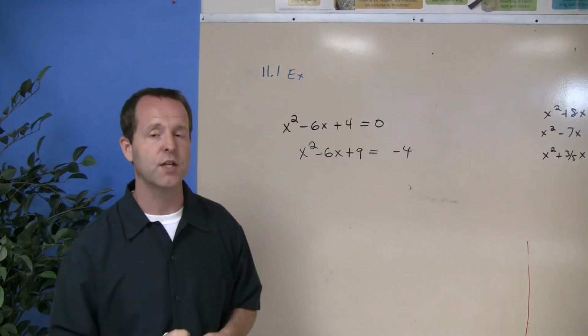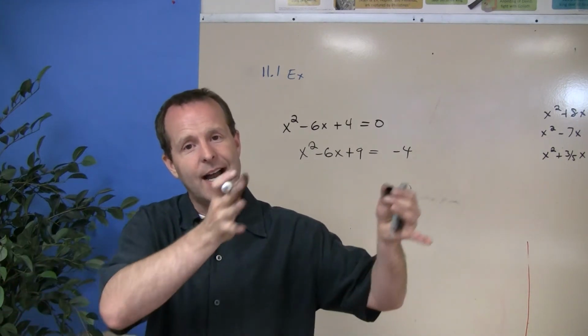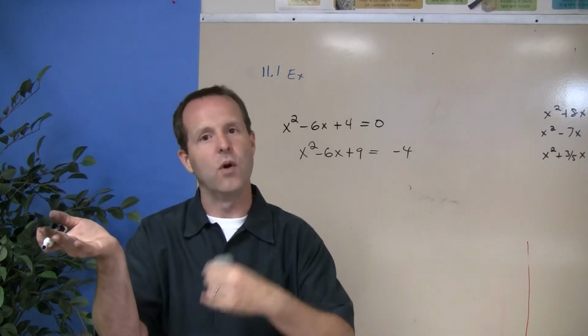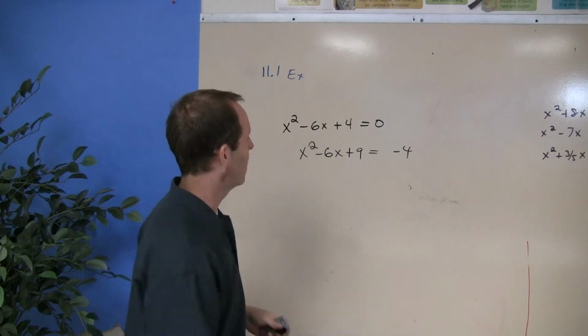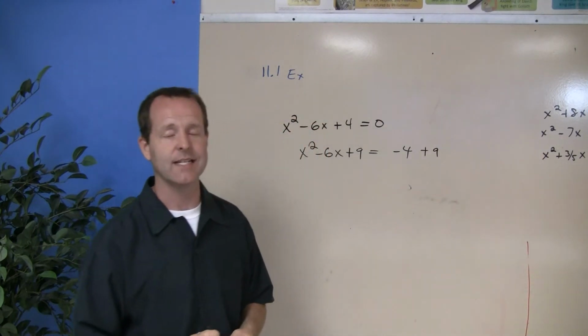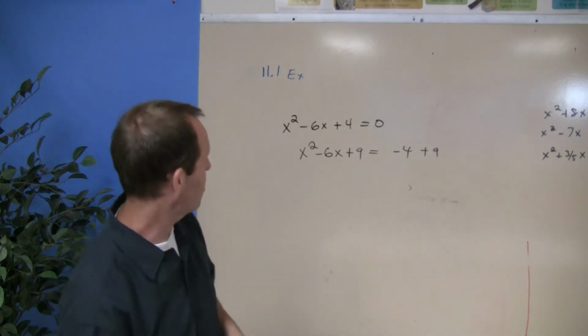You also remember, since we're dealing with an equation, whatever I do to one side of the equation, I need to do to the other side of the equation. So if I add 9 here, what do you think I'm going to do over here? I'm going to add a 9 as well. And that just maintains the integrity of the problem. Integrity, good word. Maintains the integrity of the problem.